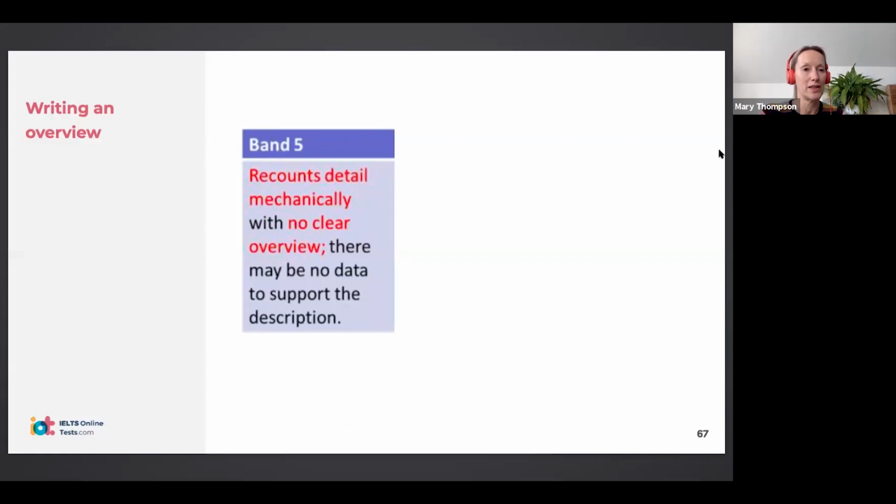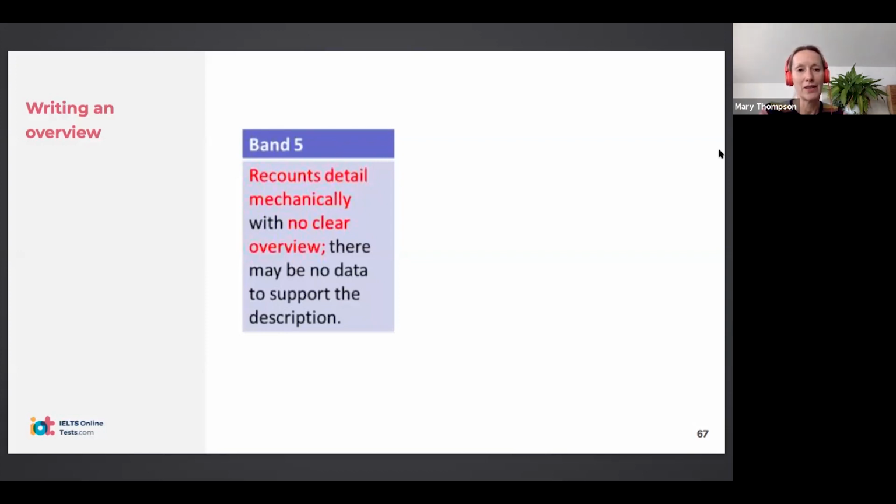Right, now coming on to the overview, I think somebody was asking if you can put it at the end, and you can. So you can either have it second or you can have it last, but you have to include one. If you don't include one, you can't score a band 6. Okay, so I assume that most of you are looking to, obviously, to get as high as possible. So you have to include one.